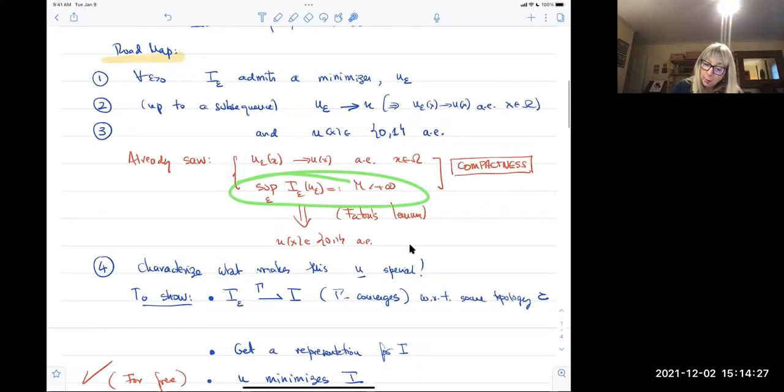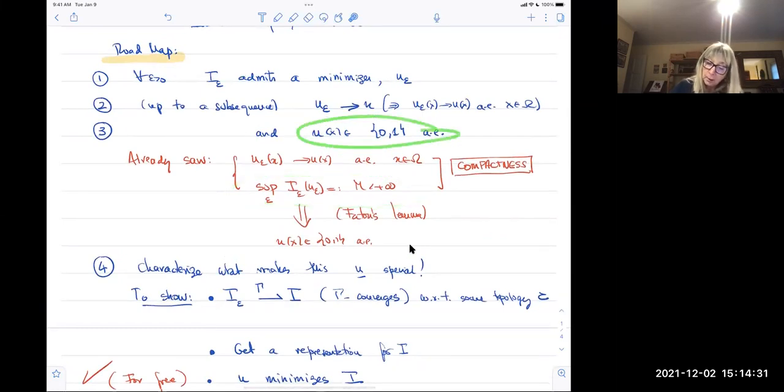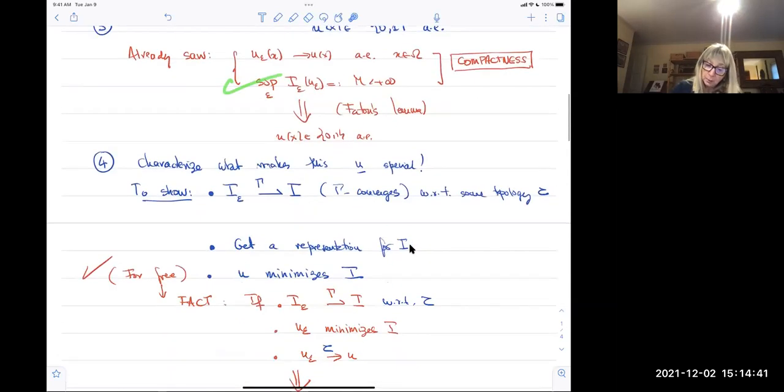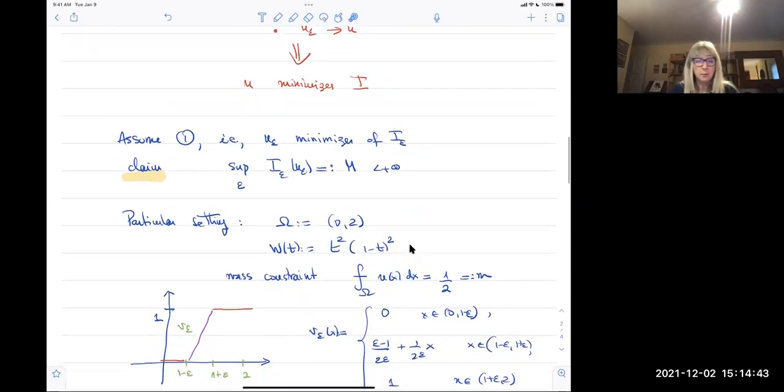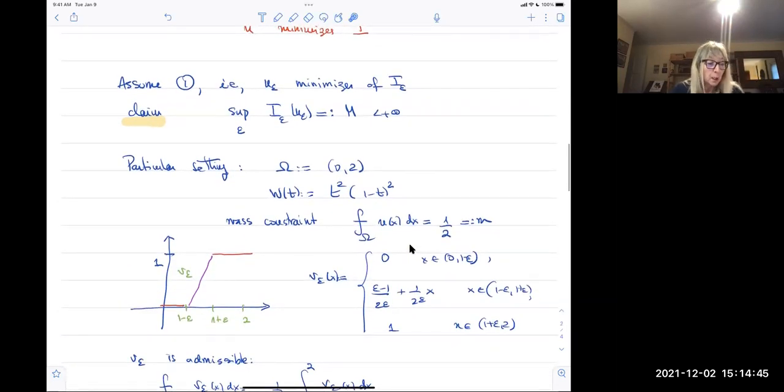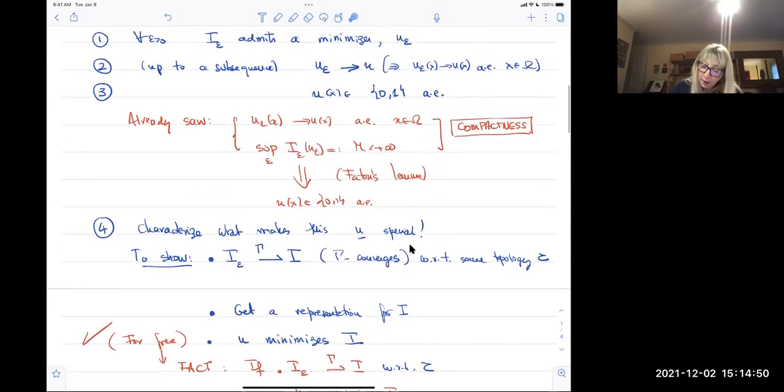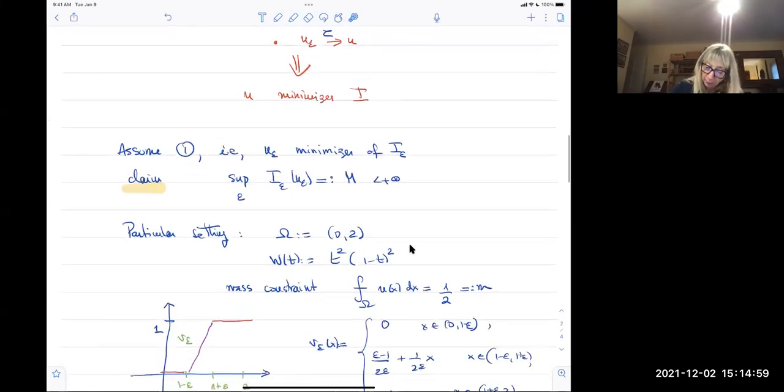Okay, so you already know 3. We know 3, so 3 is done, right? 3 is done. We already proved these also, assuming that I have a minimizer, which I have to prove. Okay, now let's look at 4. 4 is, what is this I? What is this gamma limit? And okay, so let's look at 4.